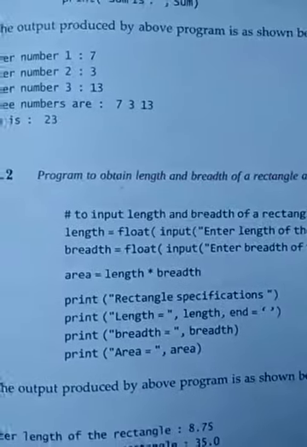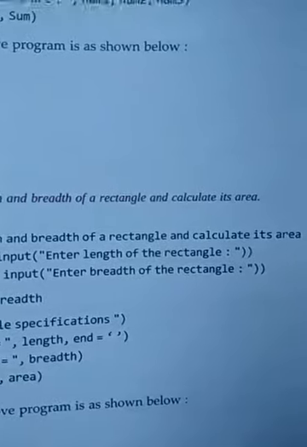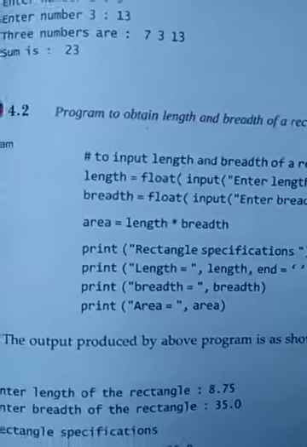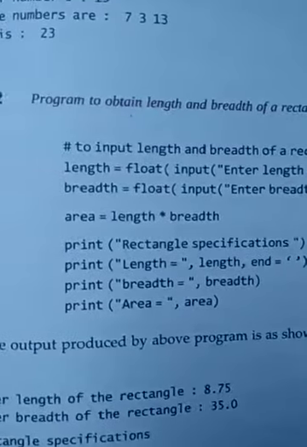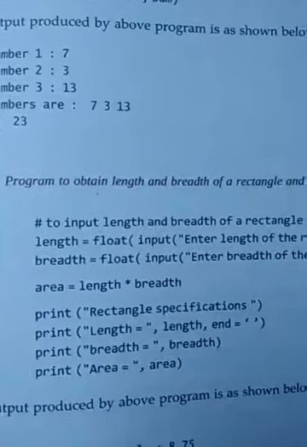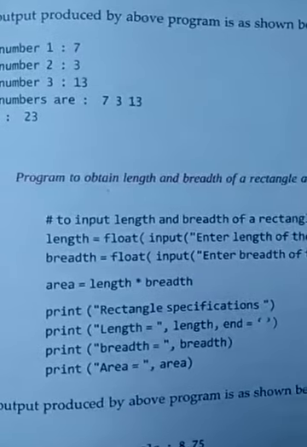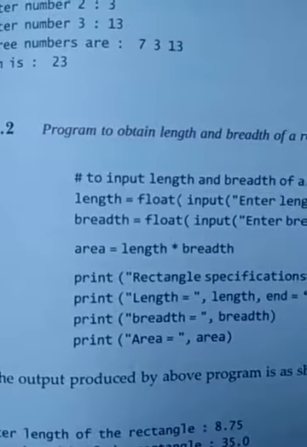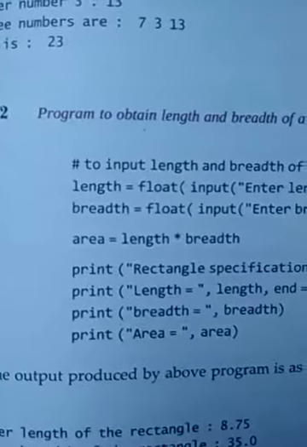Now there is one more example program to obtain the length and breadth of a rectangle and calculate its area. So we have to input the length and breadth. We can take these as float because the value may be in decimals. So length = float(input("Enter the length of a rectangle")). For the breadth, float(input("Enter the breadth of the rectangle")). There is the formula area = length * breadth. So this will be calculated and stored in area.